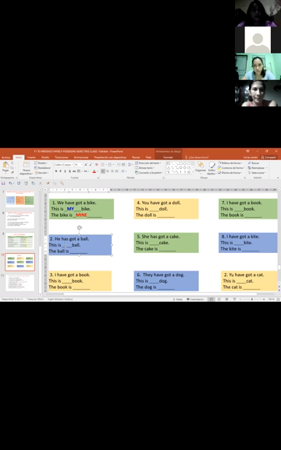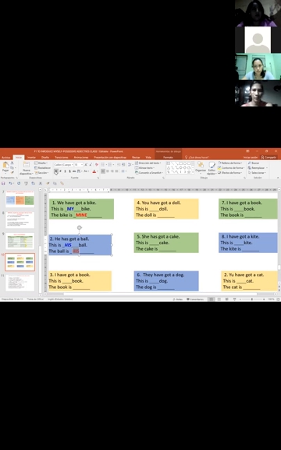Okay. He has got a ball. This is? In this case, we're talking about he. His, right? This is his ball, right? His ball. Okay, excellent. And in the other one, the ball is his. Yes, it's the same, his. But in this case, we are talking about the pronoun, not the adjective, okay?